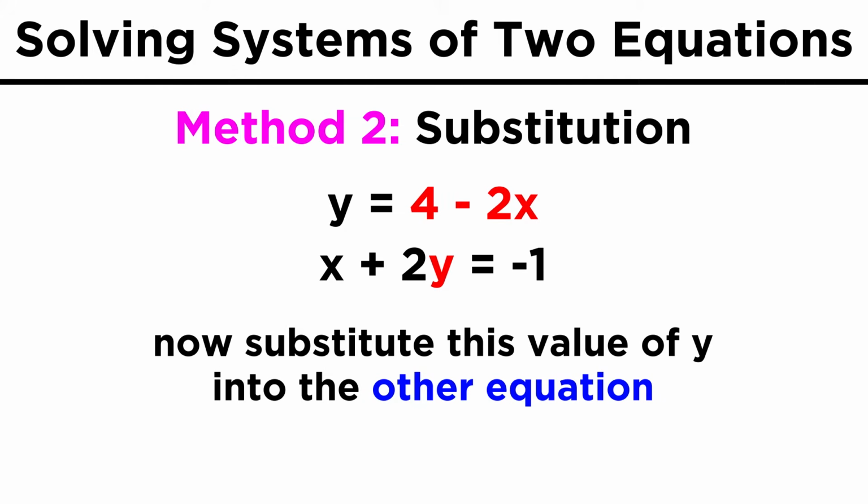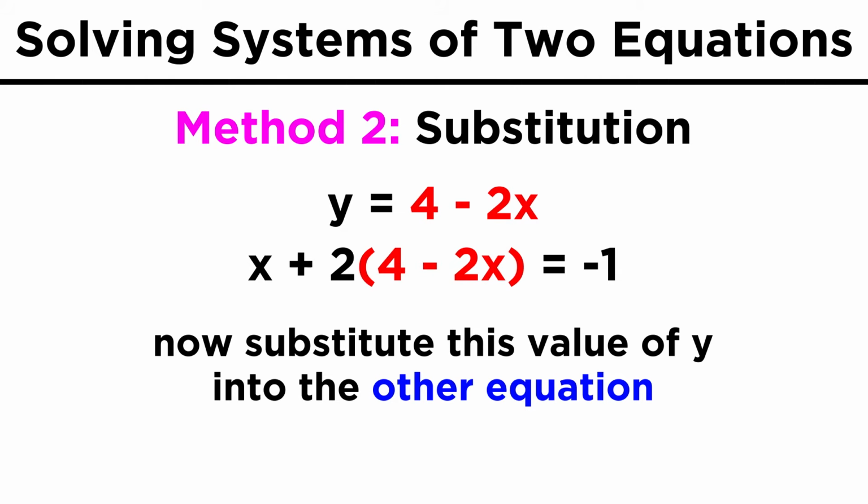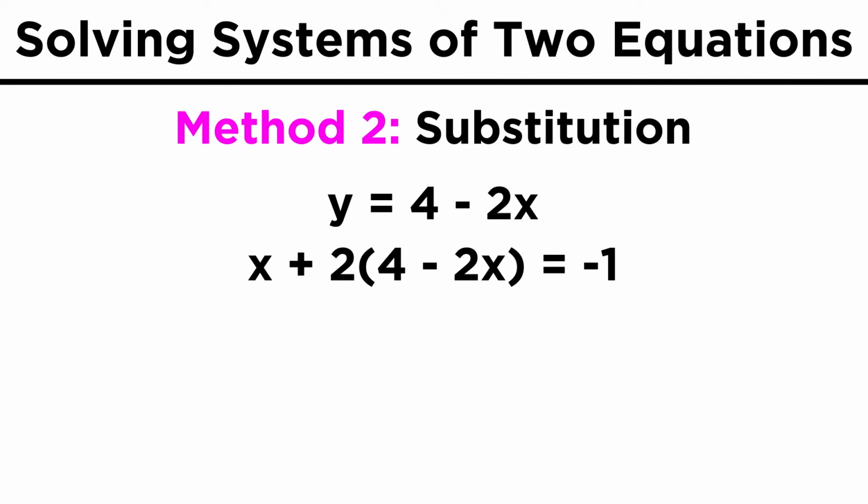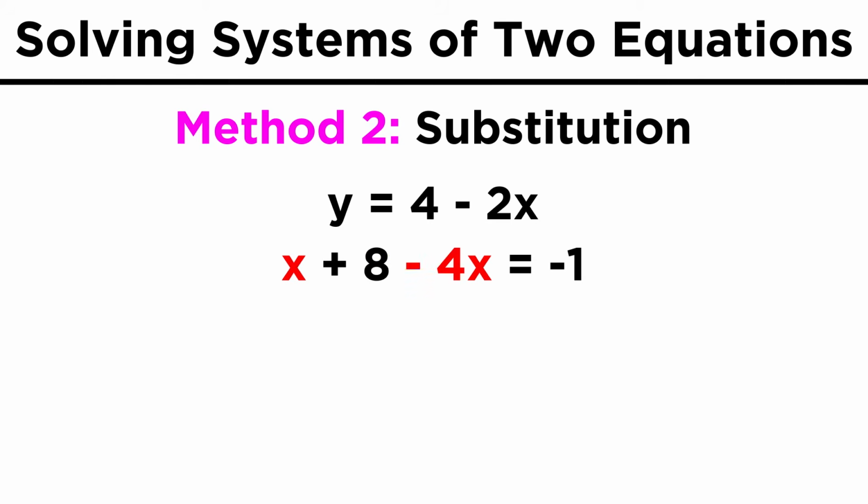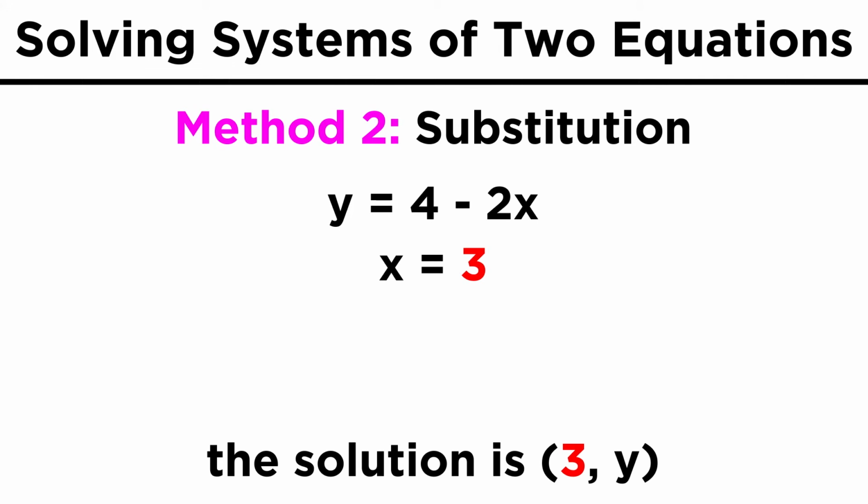Now what we can do is substitute this value of y for the y in the other equation. That means instead of y, we insert the quantity 4 minus 2x. Now we have a new equation with only x, which will make it possible to solve for x. We distribute the 2 to get 8 minus 4x, combine like terms, bring the 8 to the other side, and we get negative 3x equals negative 9, or x equals 3. That means 3 is the x-coordinate for the point where these lines cross.